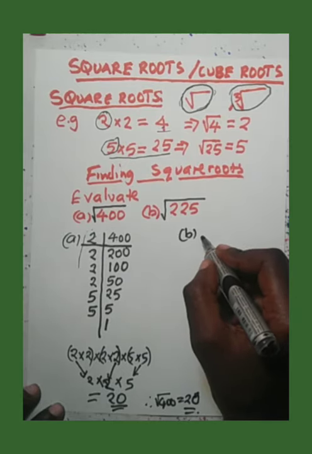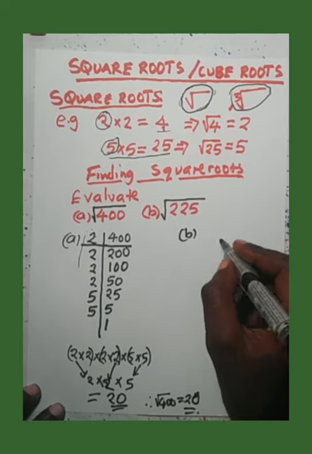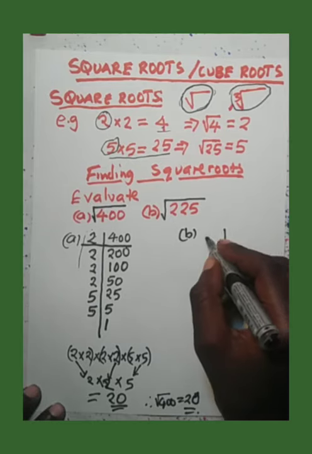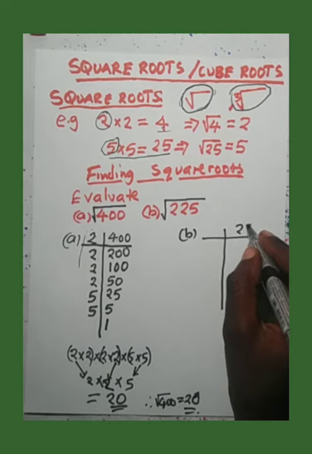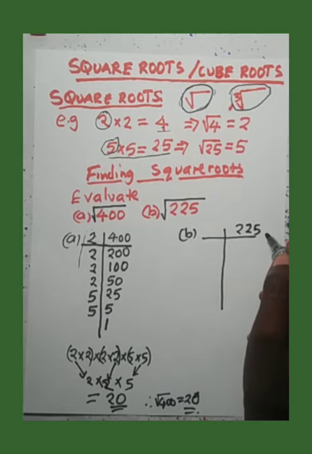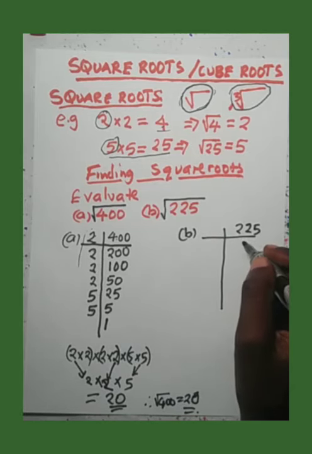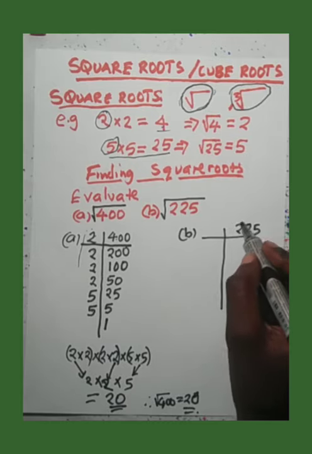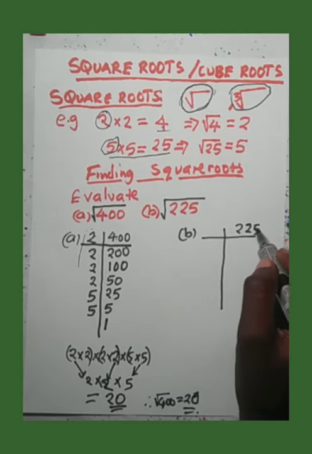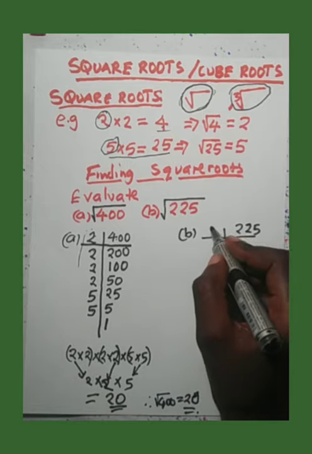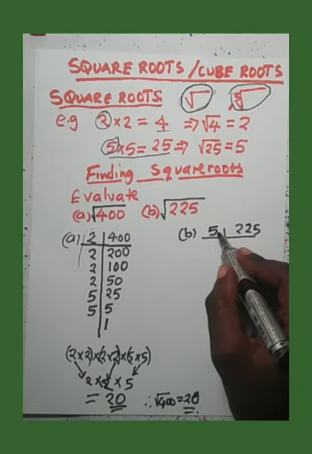The square root of 225. So we are going to draw our tree again, and then we'll put 225 here. Okay, so we look for the smallest number that can go into this number here, and we don't have to guess. We know that 5 can go into this number. Any prime number that can go in there, you divide. So we know that 5 can go into 225 because this number ends with a 5. So we are going to put 5 here and divide.